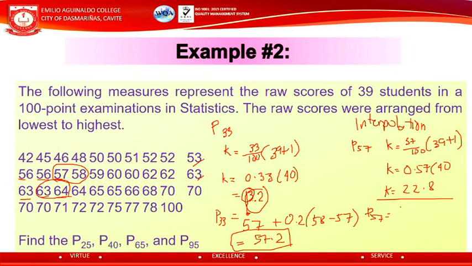Now let us try to solve for this one. That is 63 and 64. Let us write the 22nd first, then plus the remaining 0.8, then the difference between the 23rd and the 22nd data point, which is 64 minus 63. Okay, it will give us an answer which is equivalent to 63.8. This will now be our solution if we are looking for the 57th percentile.